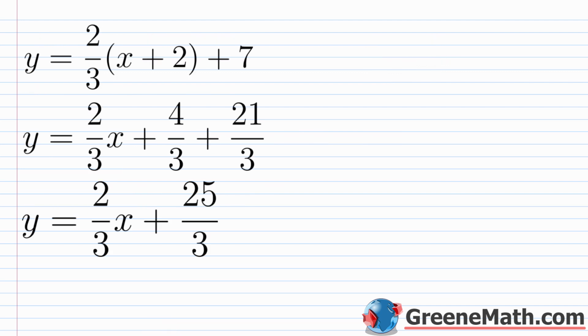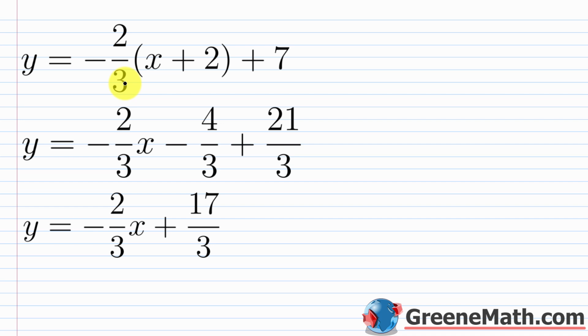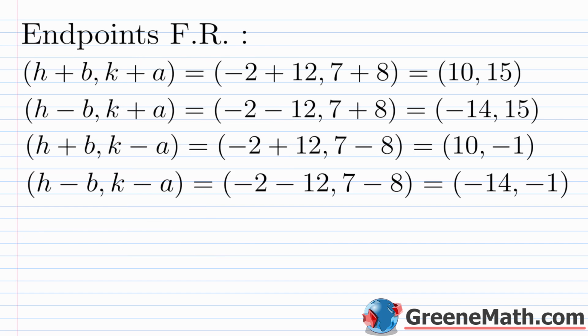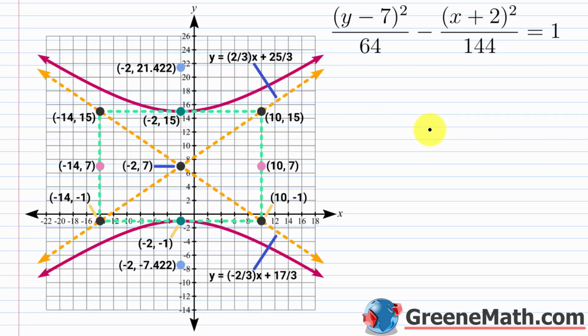So splitting this up into cases, y equals 2/3 times quantity x plus 2, then plus 7, you're going to get y equals 2/3 x plus 25/3. Then y equals negative 2/3 times the quantity x plus 2 plus 7. You're going to get y equals negative 2/3 x plus 17/3. In terms of the endpoints of the fundamental rectangle, you have 10 comma 15, negative 14 comma 15, 10 comma negative 1, and then negative 14 comma negative 1. All right, let's come down to the graph.